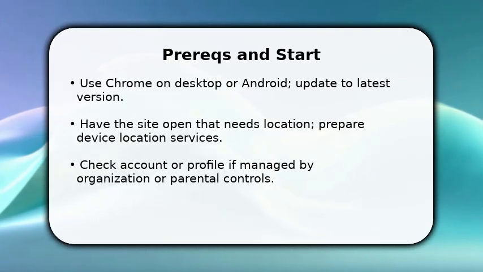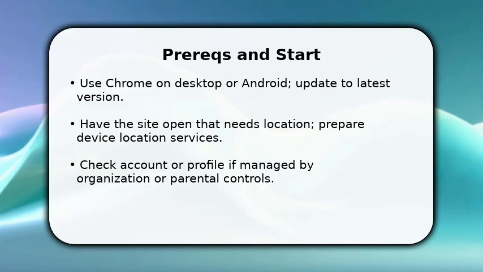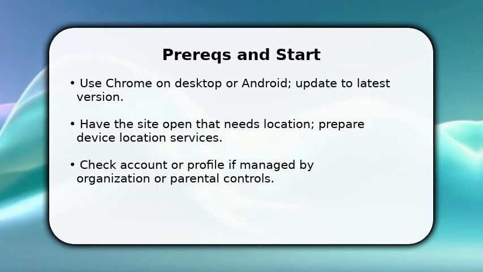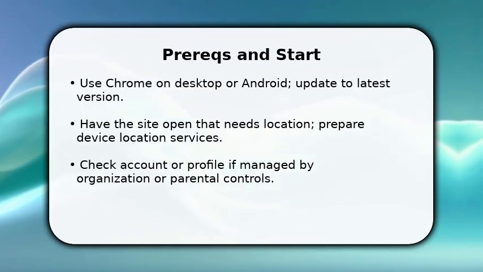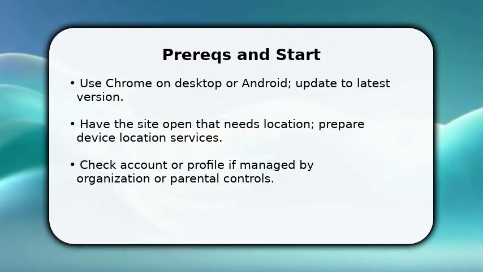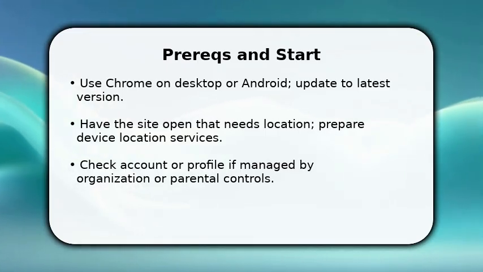You're ready to enable site geolocation now. First, confirm Chrome is updated and your device location services are on. Open the site that requests location and keep it active in a tab. If you're on a managed device, make sure administration policies allow location access. Otherwise, pause here and request permission.